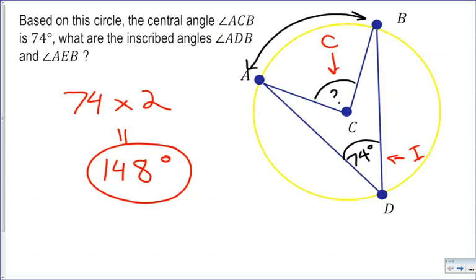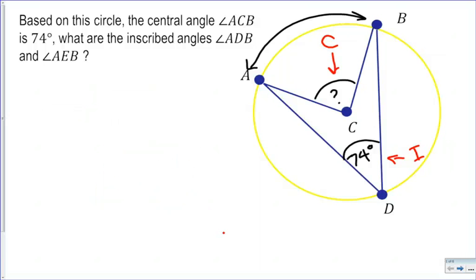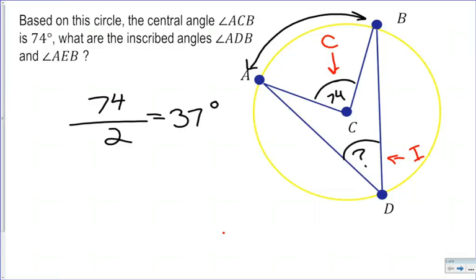Did I get that right? Oh, I'm sorry, I went backwards. I did it the wrong way. Hang on. I wrote this wrong. 74 isn't that one. 74 is that one. This one is 74. This one we don't know. But now how would we solve that? It's half of it. It's 74 divided by 2, which is? 37. 37 degrees. You got it.